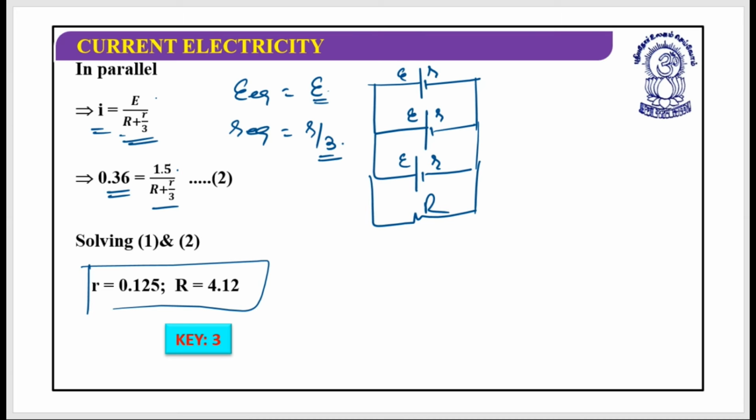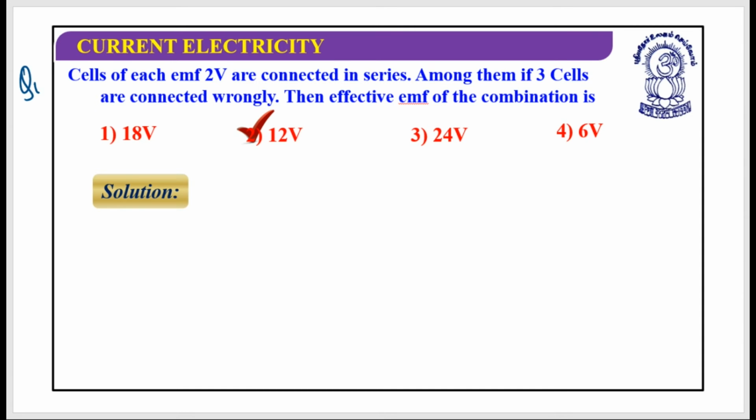Did you understand this? Any query? Any concern? No? Great. Let's have a look at the next question. It says that cells of each EMF 2 volt are connected in series. Among them, if 3 cells are connected wrongly, then the effective EMF of the combination is. Maybe something is missing. Probably it is 6 cells of each EMF 2 volt.